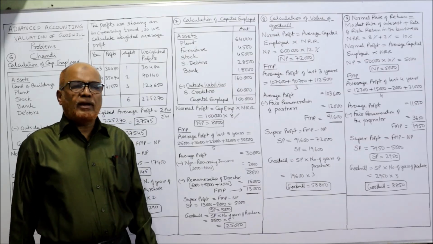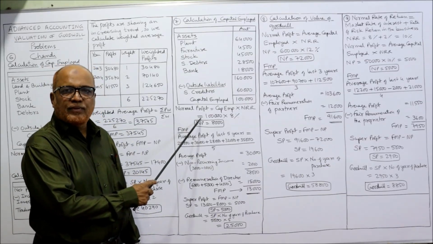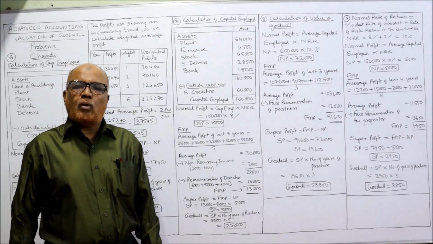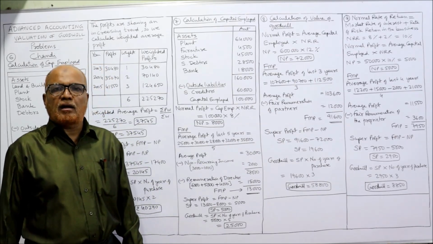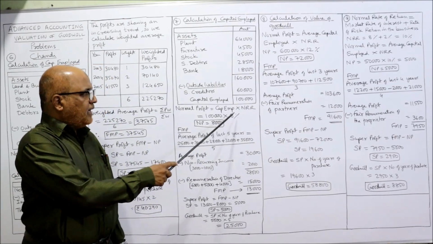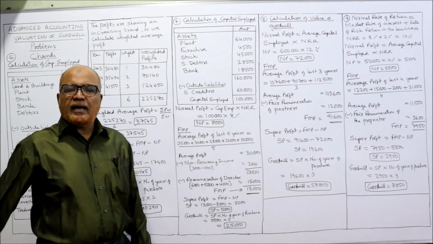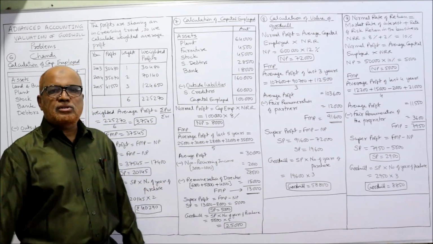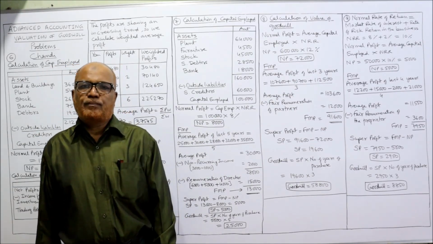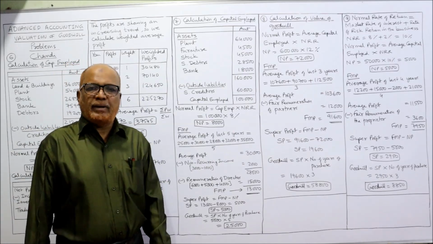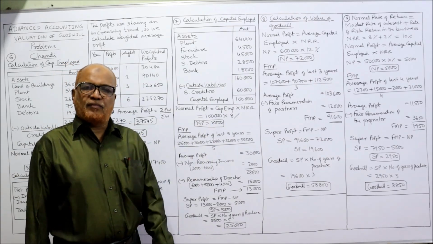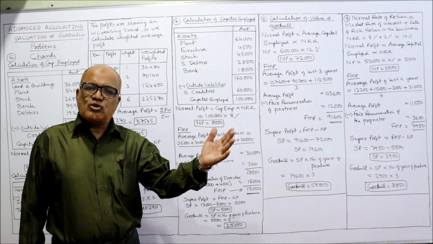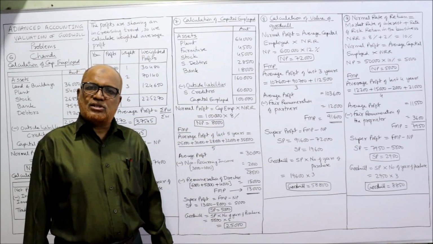Now we calculate the normal profit. Normal profit is equal to capital employed into NRR, normal rate of return. 8% is given. So 1 lakh into 8%, 8,000 is the normal profit. Now we need the FMP, future maintainable profit. It is the past average profit adjusted for future changes.